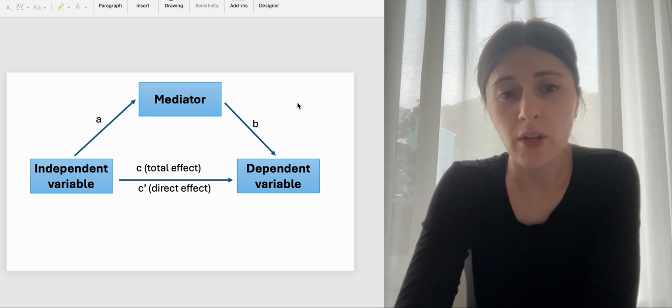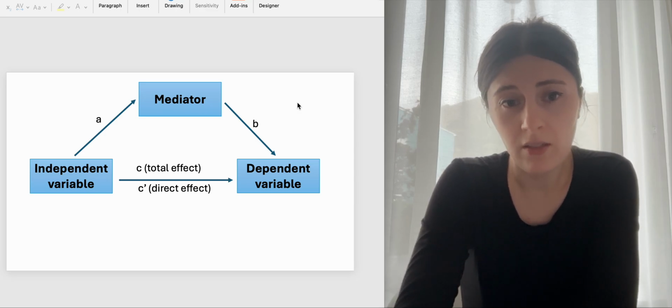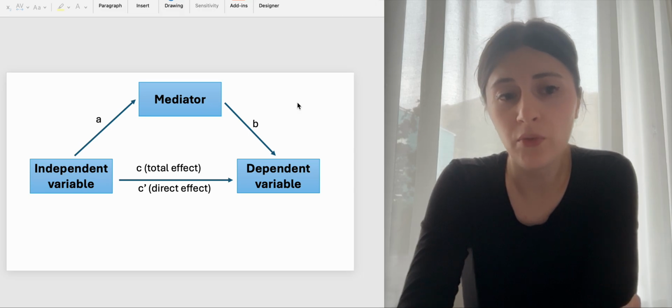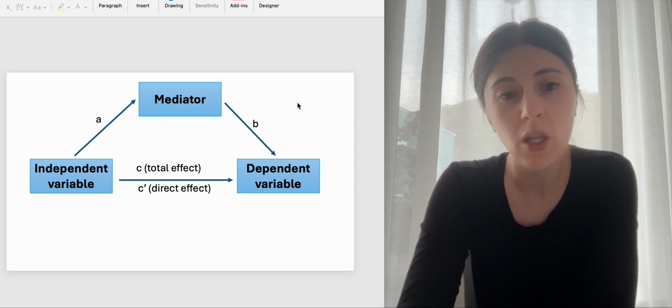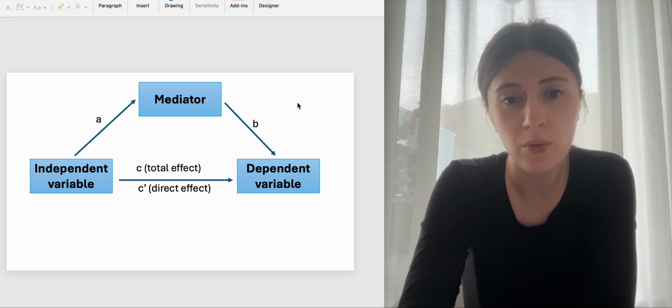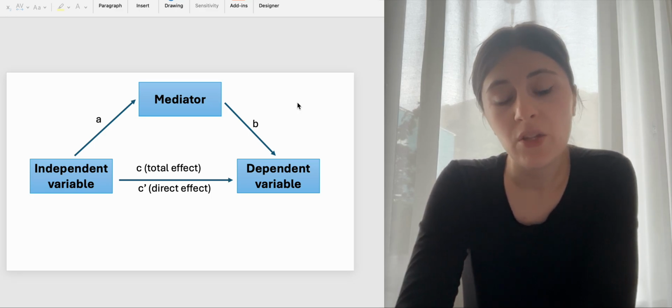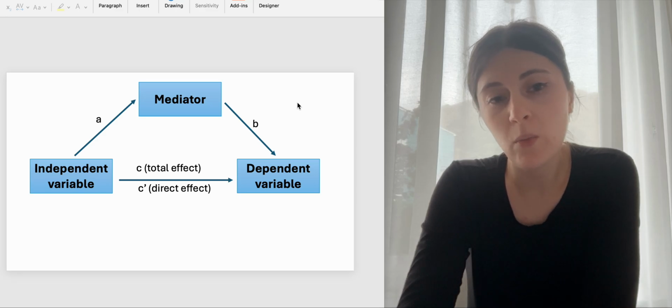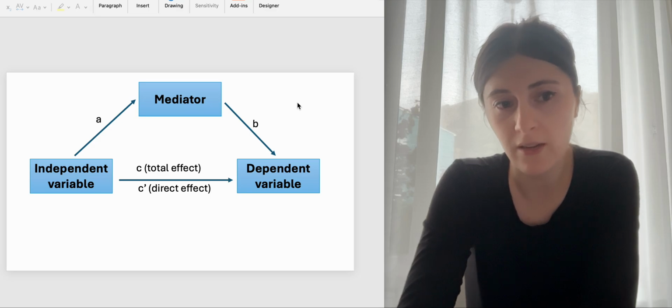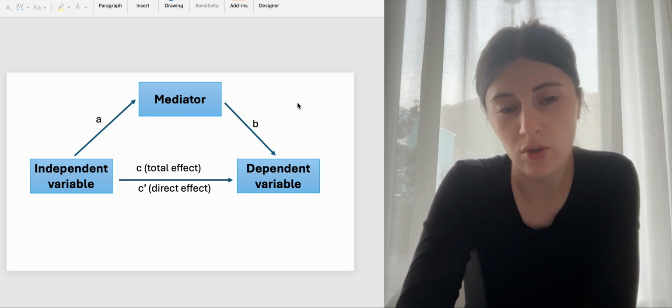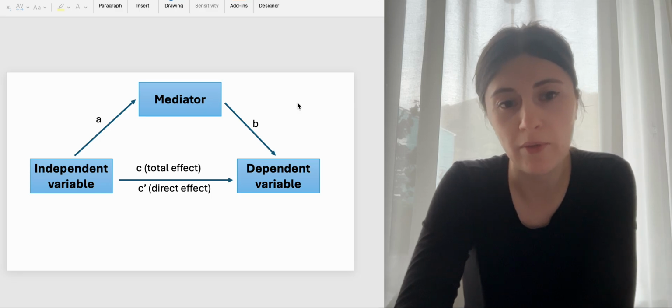We can also calculate the so-called total effect. That's a combined effect of the independent variable and the mediator on the dependent variable. We can also calculate the direct effect of the independent variable on the dependent variable. That direct effect differs in a way that when we calculate it, we control the mediator variable. So again, this controlling allows us to study the unique contribution of the independent variable to the dependent variable.